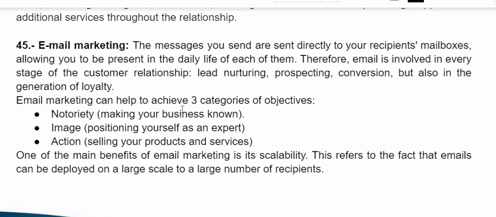Email marketing can help to achieve three categories of objectives: notoriety, making your business known; image, positioning yourself as an expert; action, selling your products and services. One of the main benefits of email marketing is its scalability. This refers to the fact that emails can be deployed on a large scale to a large number of recipients.